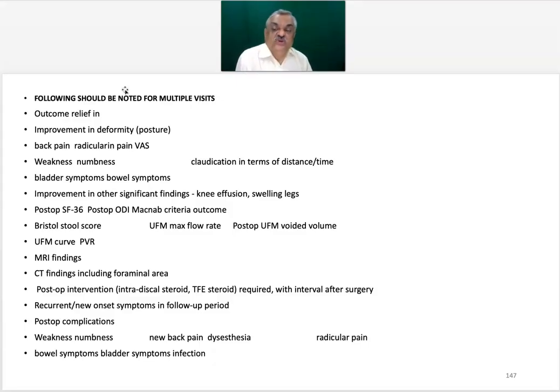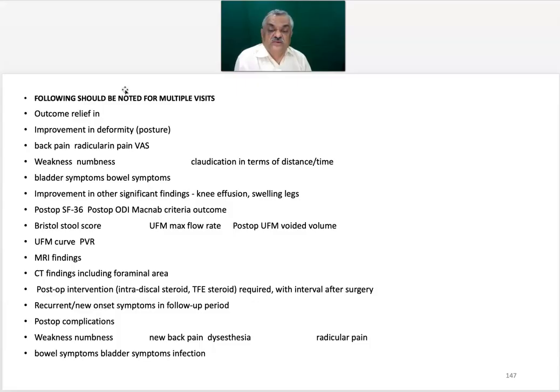We also do a post-op SF36, a post-op MacNab's criteria outcome is also done, a Bristol stool score, uroflowmetry, max flow rate, post-op uroflowmetry, voided volume, etc. and uroflowmetry curve and post-void residue are done. MRI findings are noted, CT findings including the foraminal area are noted.